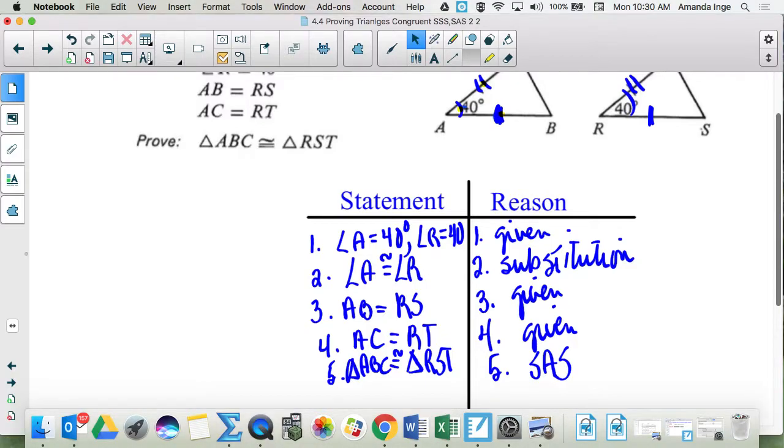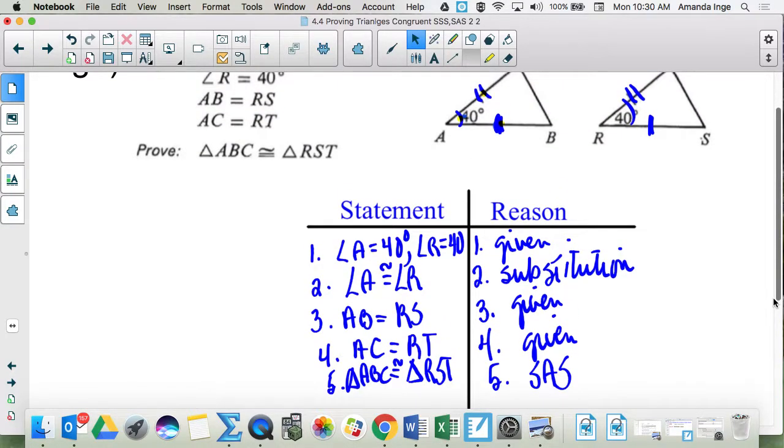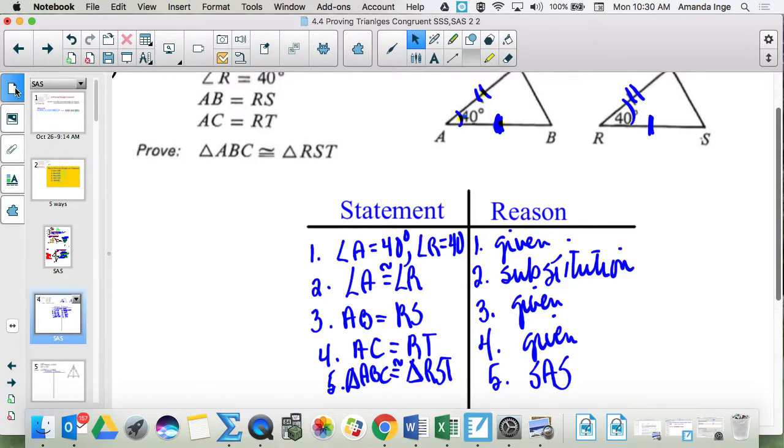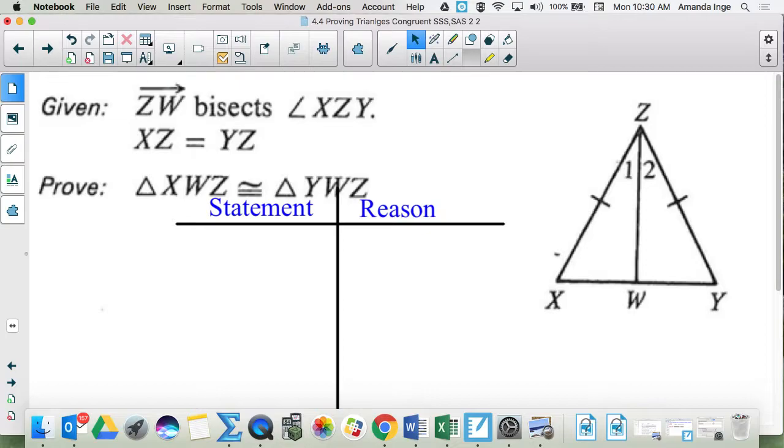Everybody good to go on that? Any questions about that? Everybody understand what I mean by side, angle, side, that the angle has to be included or between the two sides? All right. So here's my next example.